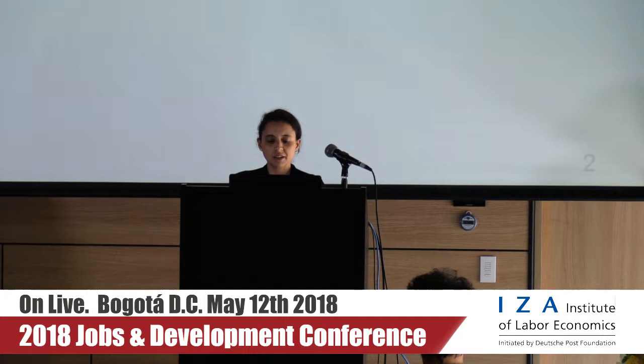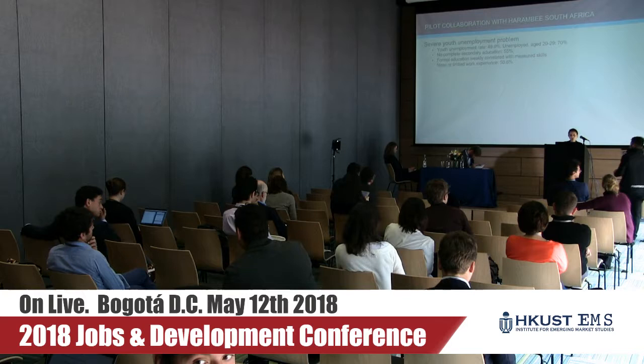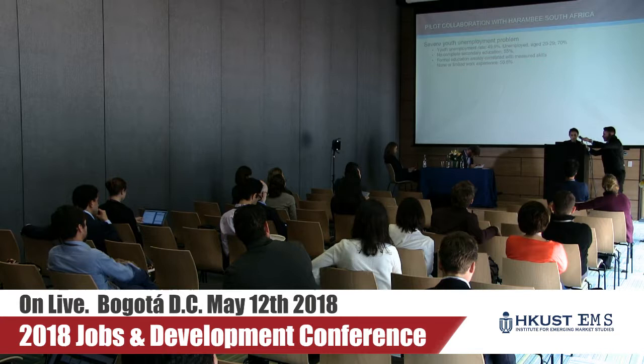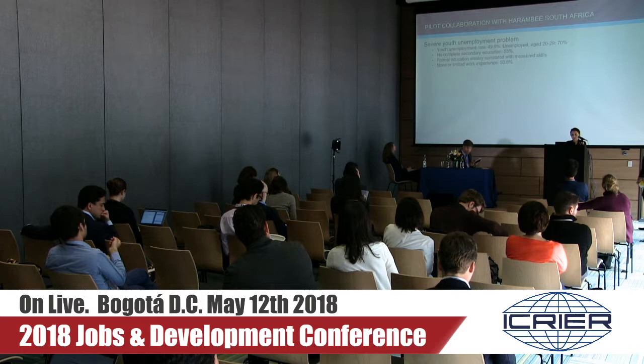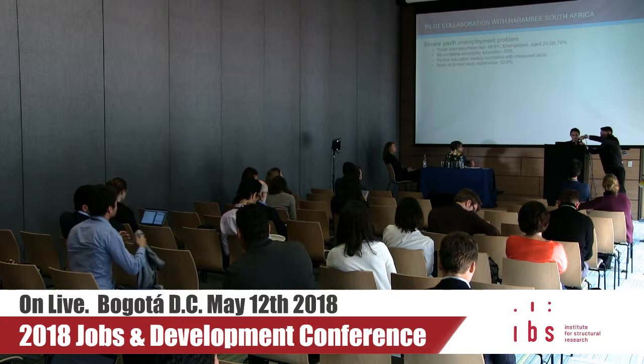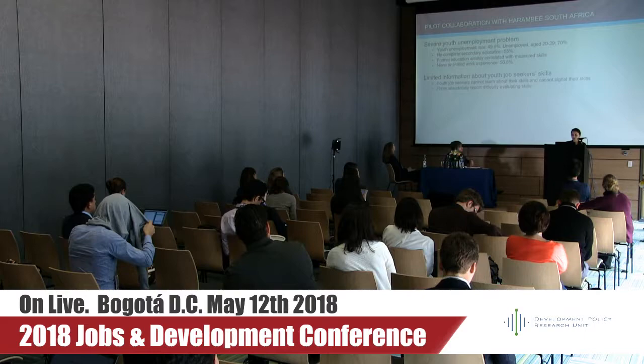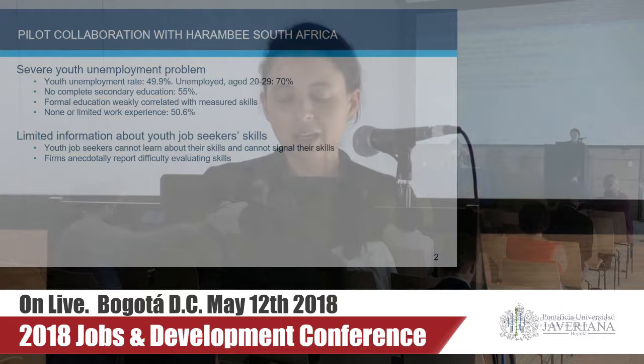South Africa has a severe youth unemployment problem. The level and quality of education is low and is weakly correlated with actual skills. As in many other countries, the youth have weak connections to the labor market. As a result of this, the youth are not able to learn about their own skills, they cannot rely on job networks, and they cannot signal their skills to employers using education attainment or grades.